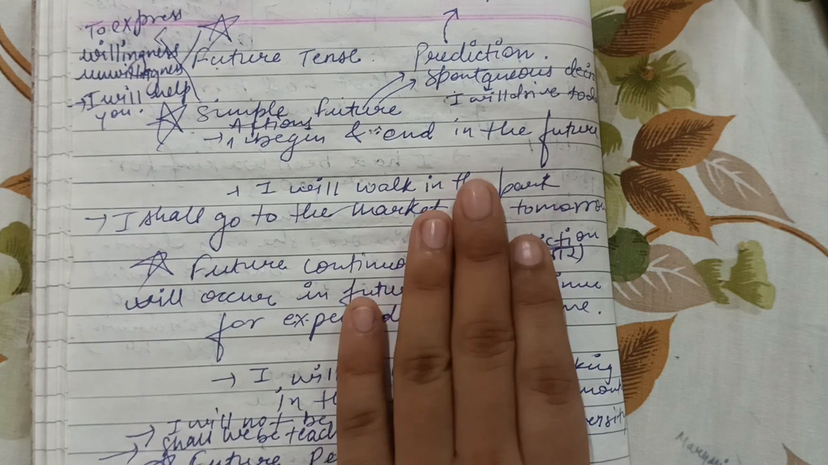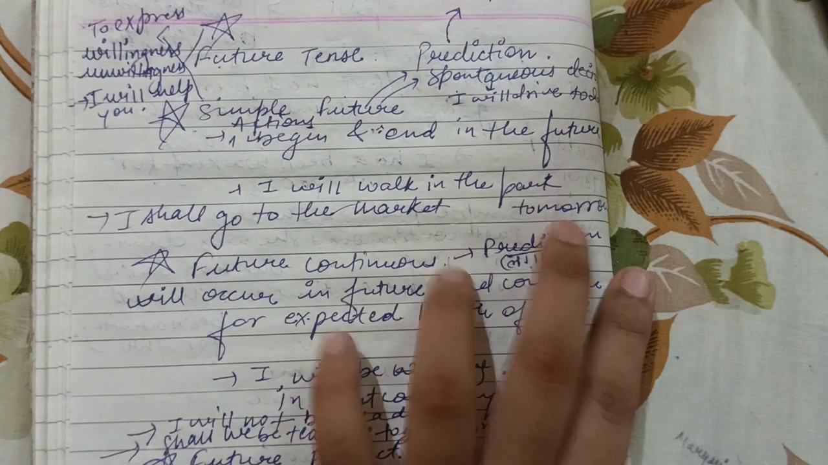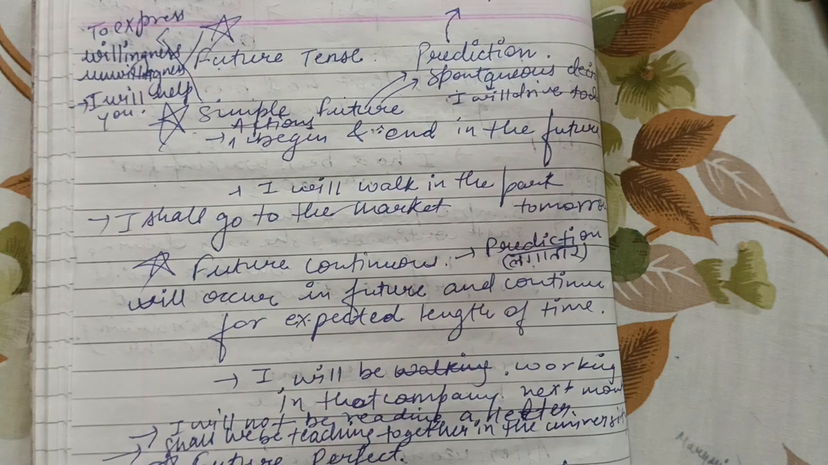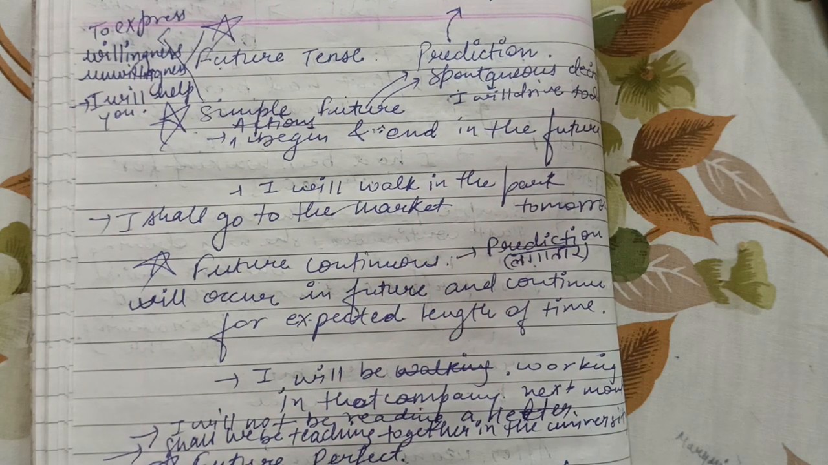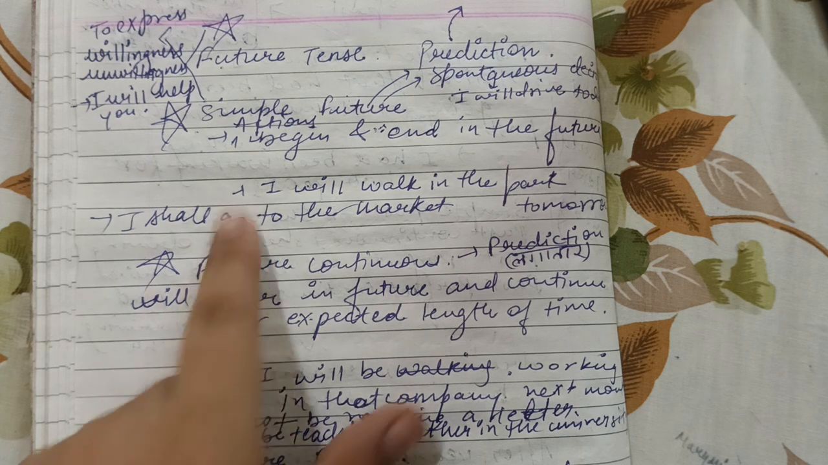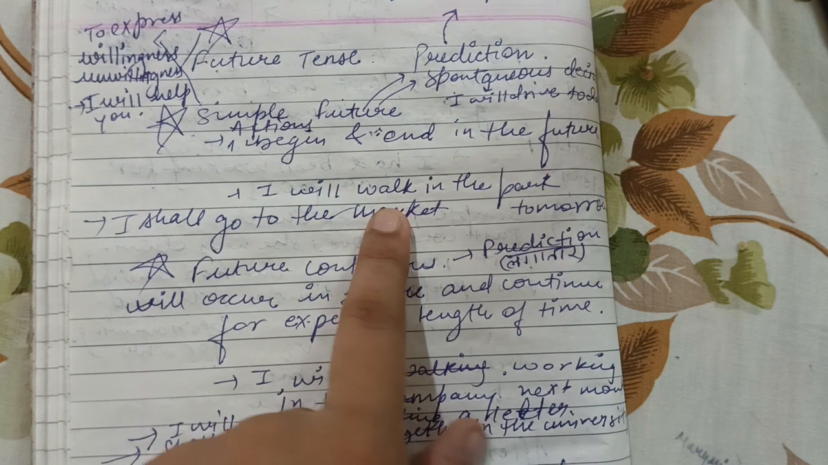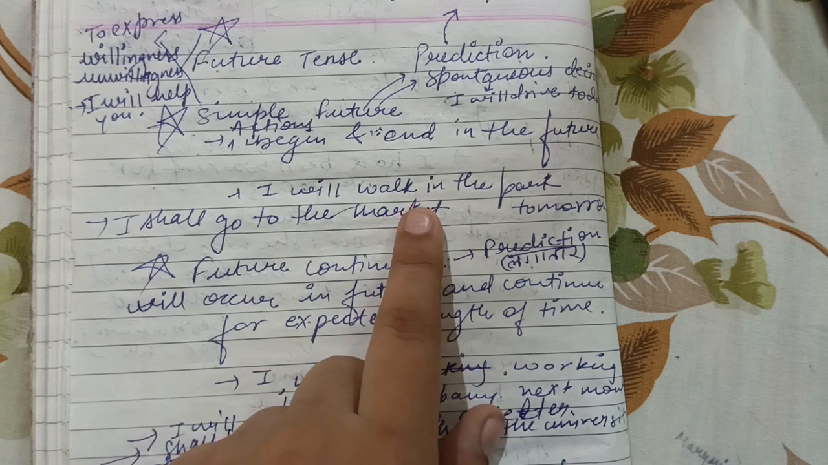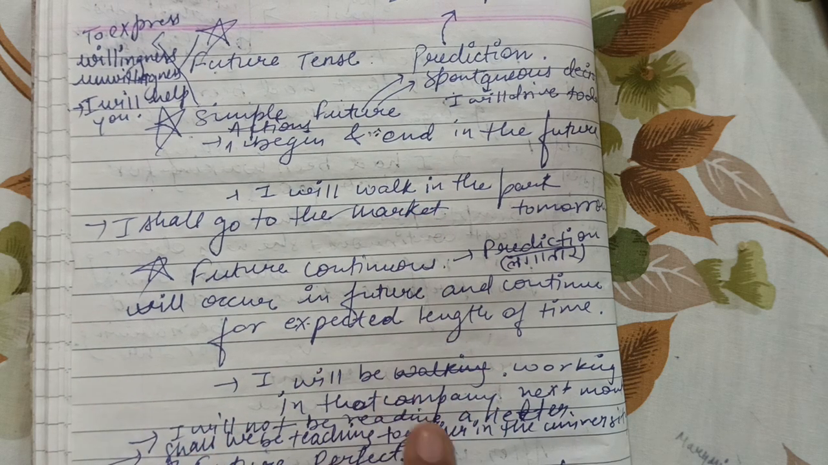So, for example, this is a sentence: "I will walk in the park tomorrow." It implies that you will, in the future, walk in the park, meaning tomorrow you will walk in the park. Here with will we have used the base form of the verb, because will is a modal verb with which we always and always use the base form of the verb.